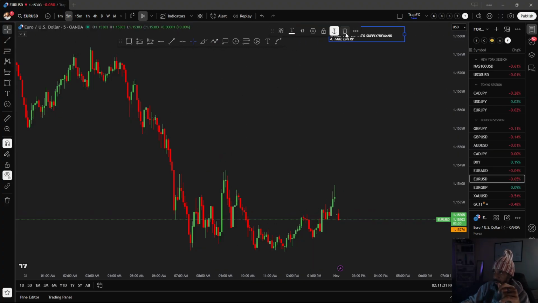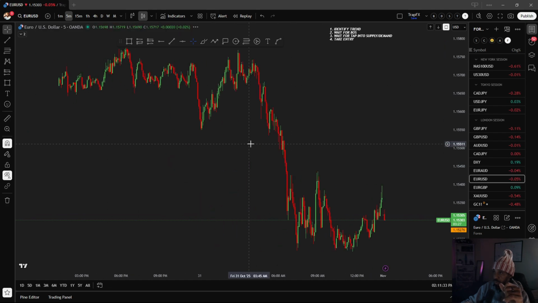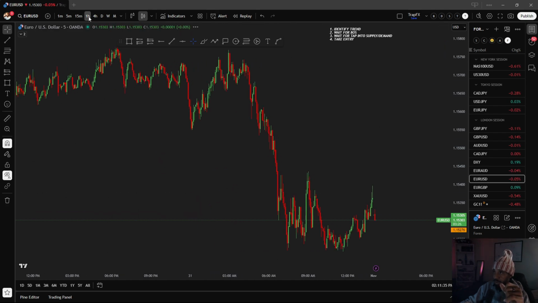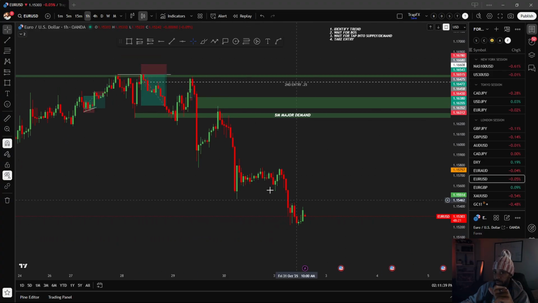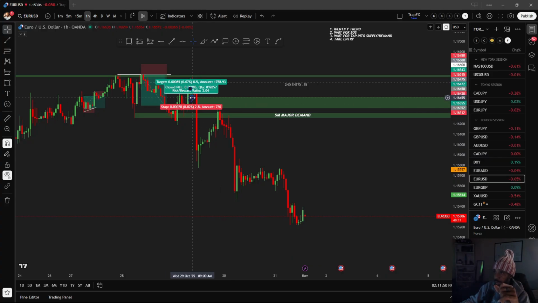So you basically want to identify the trend, downtrend, which we did on the 1 hour as well. You notice downtrend, price is trending down. You wait for a break of structure, broke this structure, came back up, tapped into this area, then continued to fall down.